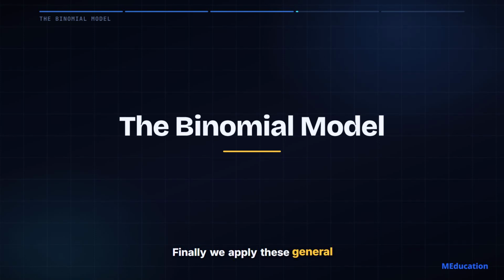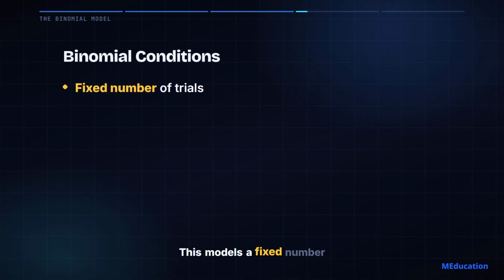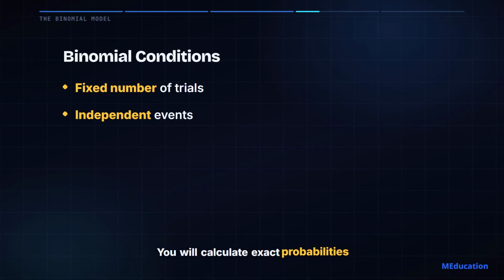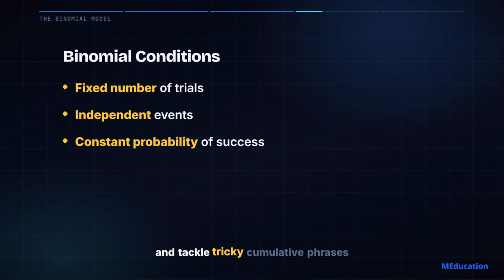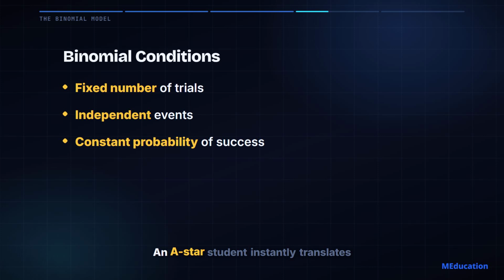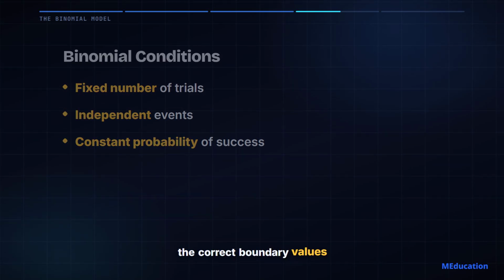Finally, we apply these general rules to a specific, highly useful scenario, the binomial distribution. This models a fixed number of repeated independent trials where every trial results in either a success or a failure. You will calculate exact probabilities for specific outcomes and tackle tricky cumulative phrases like at least 3 or fewer than 5.